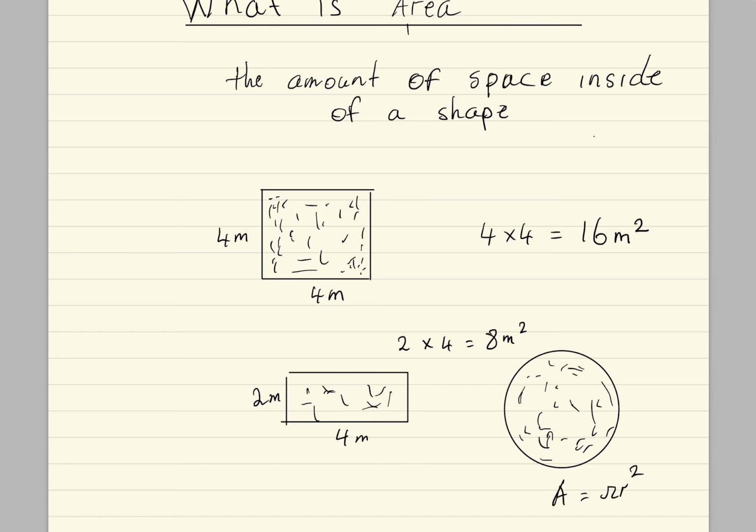So don't worry, just understand that area is essentially how much space is inside of any shape. Now we're looking at just 2-dimensional shapes right now, left and right, up and down. There's going to be 3-dimensional shapes. There's going to be different formulas for calculating that as well. But for now, just remember that it's just the amount of space inside of a shape.